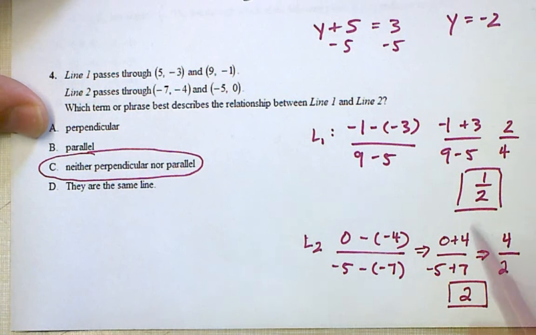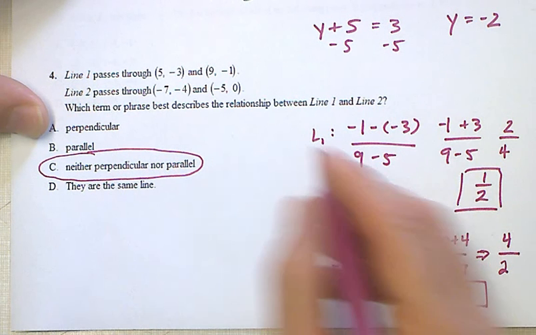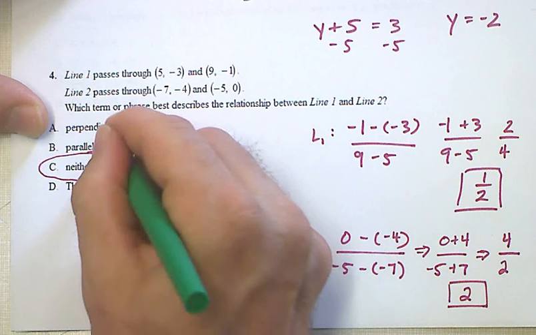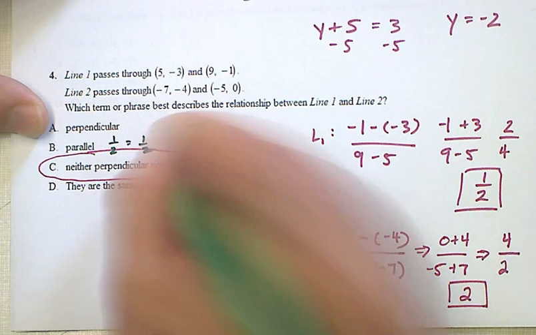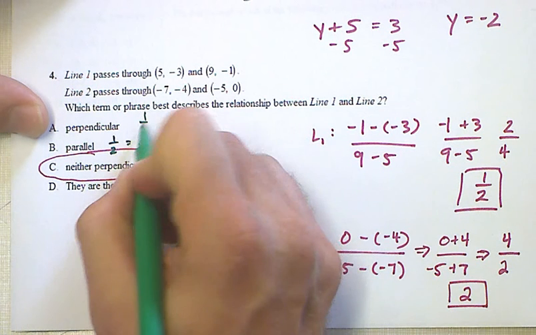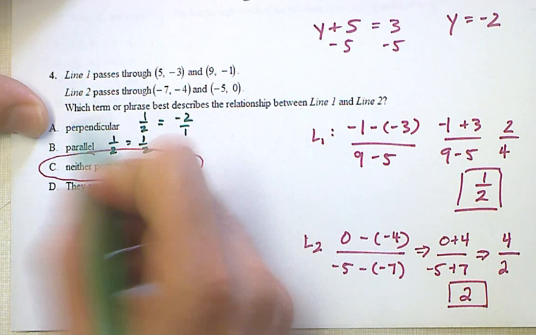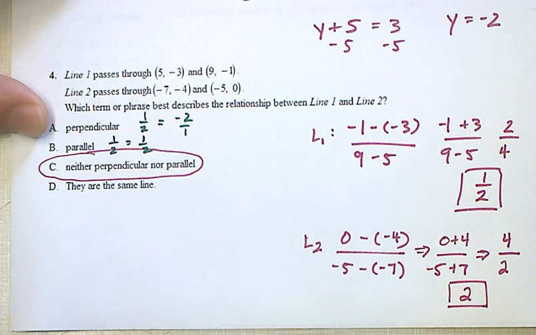If these slopes had been, let's say, what would be an example of parallel? 1/2 and 1/2, we would say they're parallel. If this slope was 1/2 and the other slope was -2 or -2 over 1, then we would have said they're perpendicular. Sometimes you have to be careful.